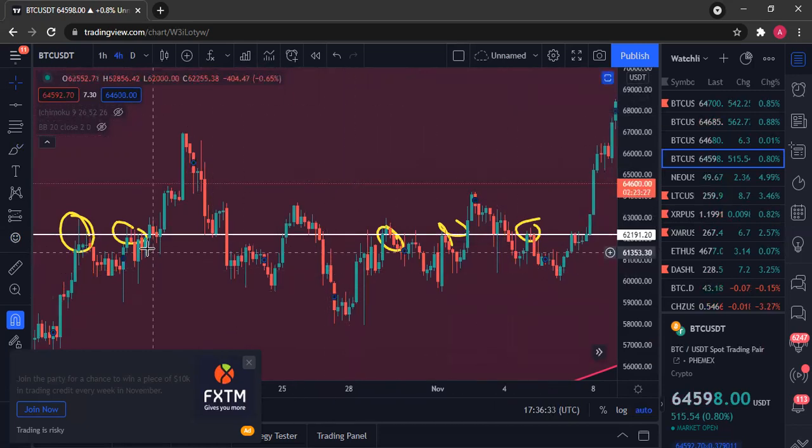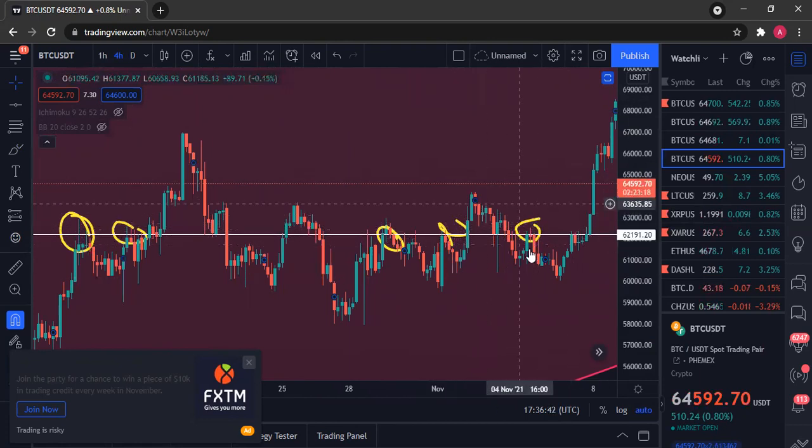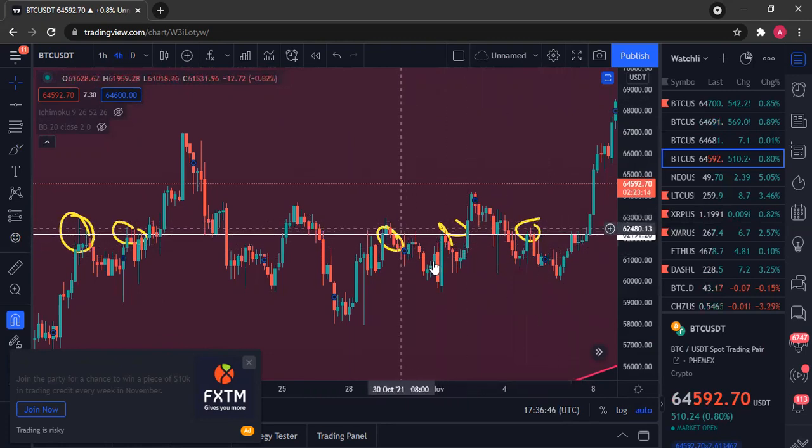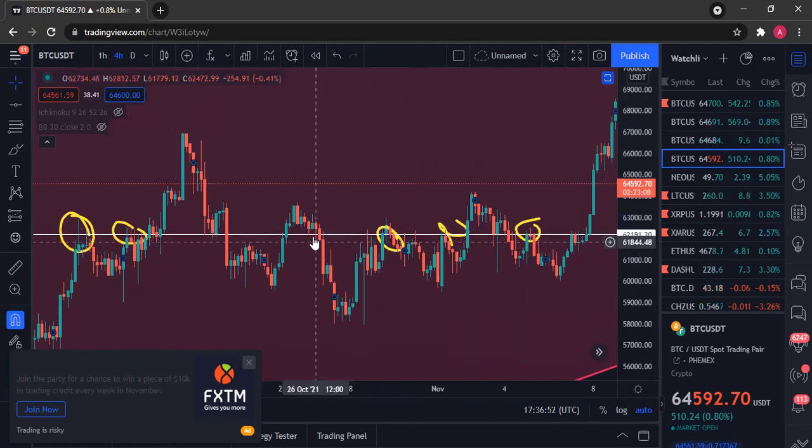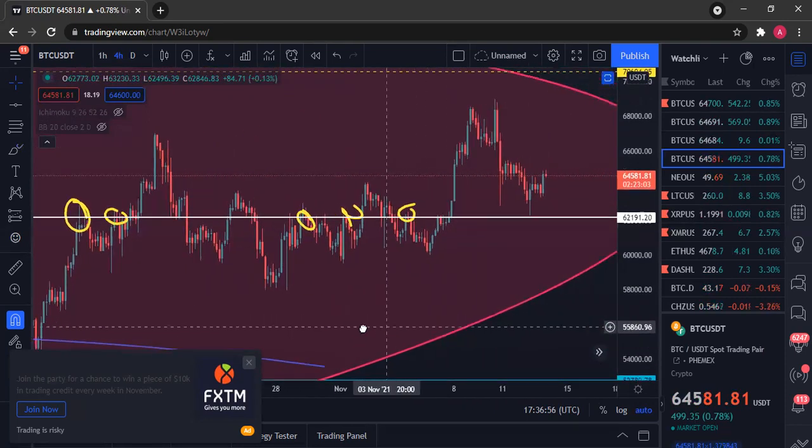So you can basically see now that it was used here, it broke it here, it was used here also, it was used here, it broke it here also, it was used as a support here, it was used as a resistance here, a resistance here, a resistance here, a resistance here, a support here, a support here. So can you see a support here also? And this particular level is a very strong level.